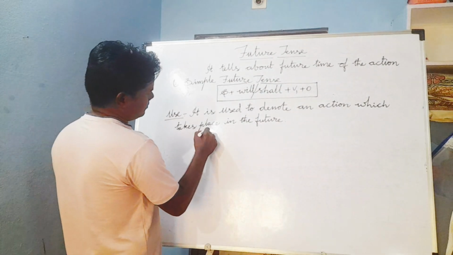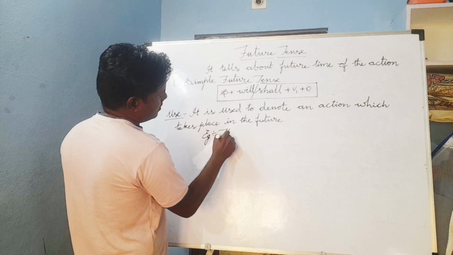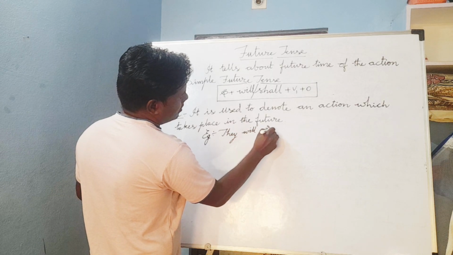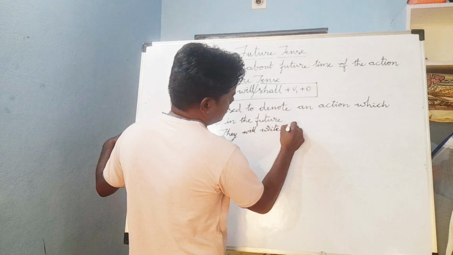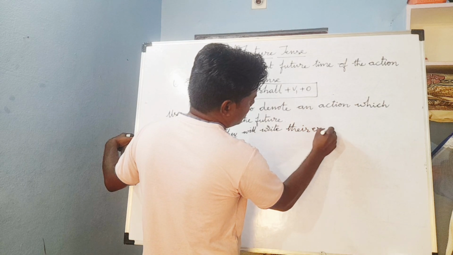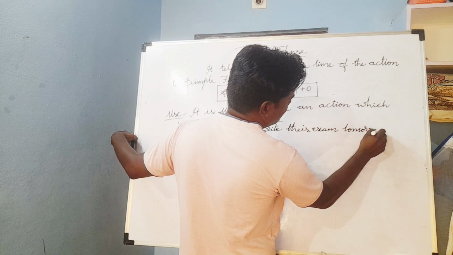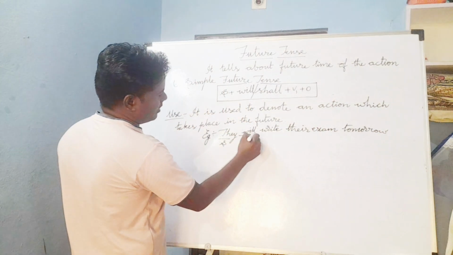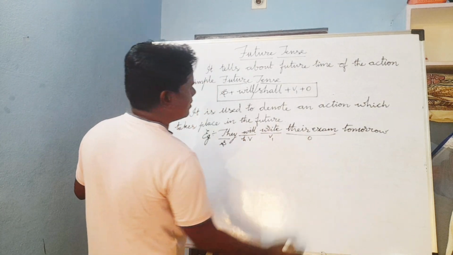For example, they will write their exam tomorrow. Here they is the subject and will is a helping verb, write is V1 form. Their exam is object, right?